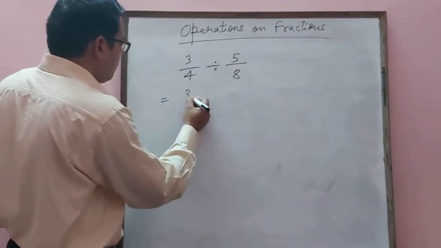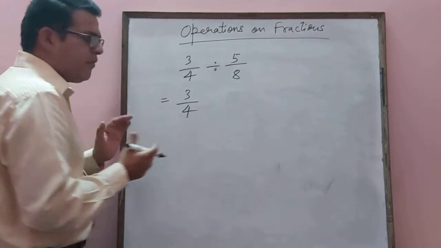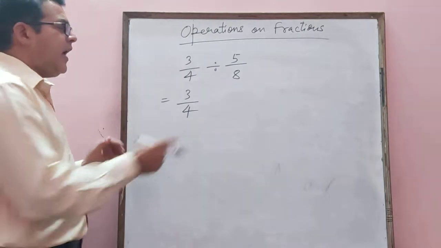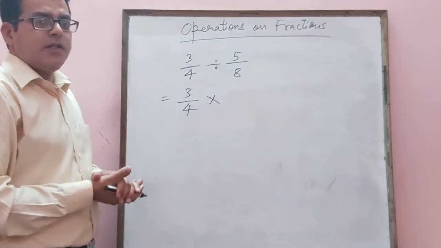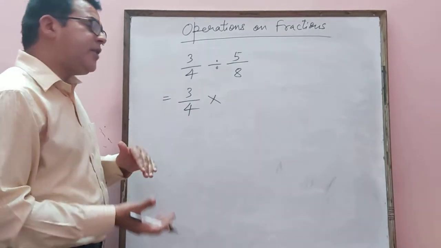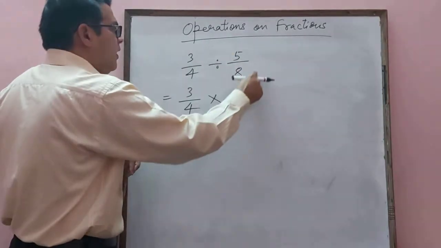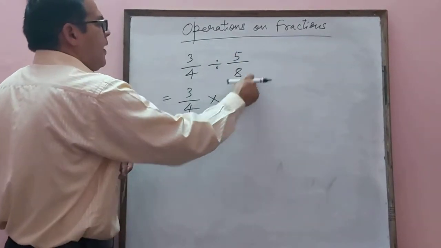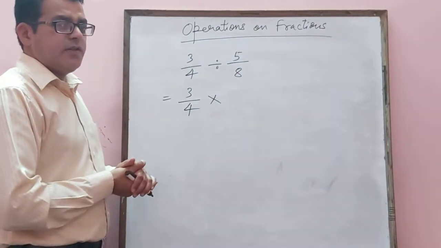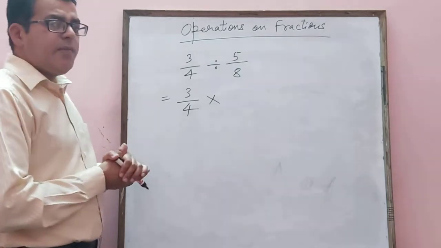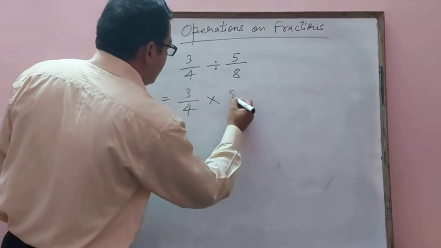Similar process we will use here. 3 by 4 we will write as it is, and instead of this division we will write multiplication. And we need to take the reciprocal of this 5 by 8, since it is the divisor. So what is the reciprocal of 5 by 8? It is 8 by 5.